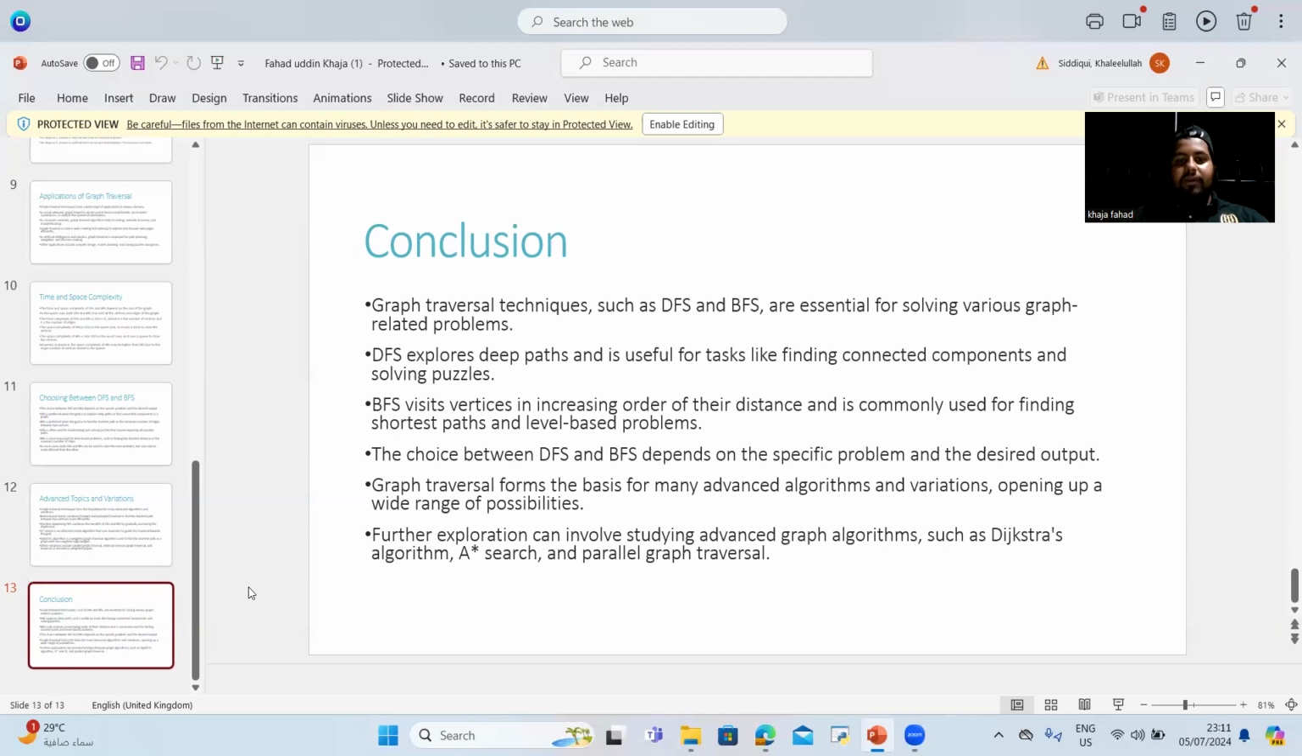Graph traversal forms the basis for many advanced algorithms and variations, opening up a wide range of possibilities. Further exploration can involve studying advanced graph algorithms such as Dijkstra's algorithm, A* search, and parallel graph traversal.